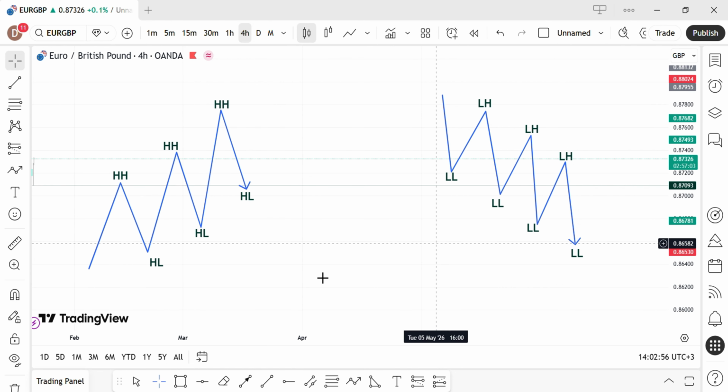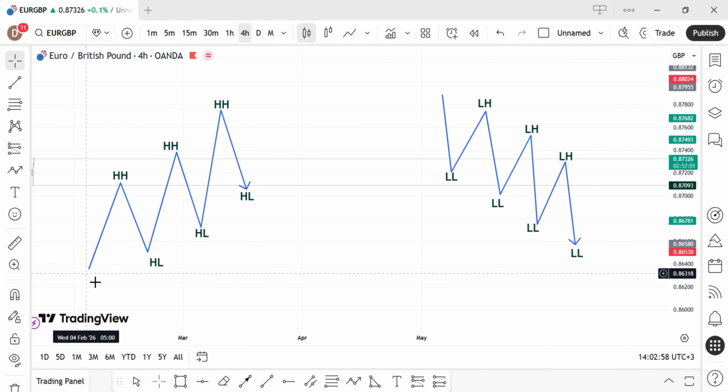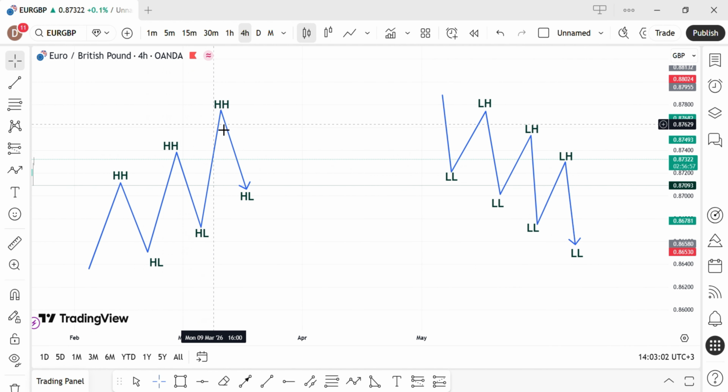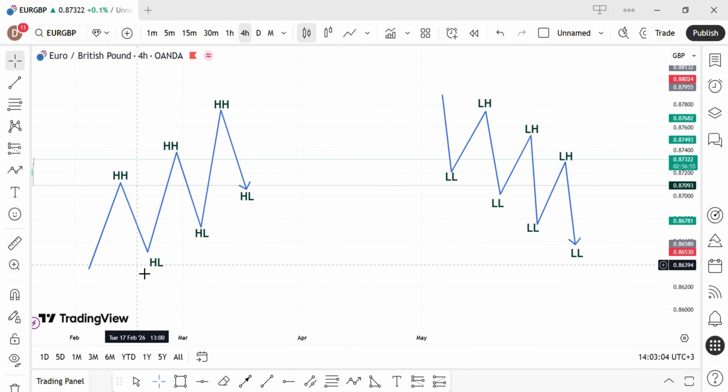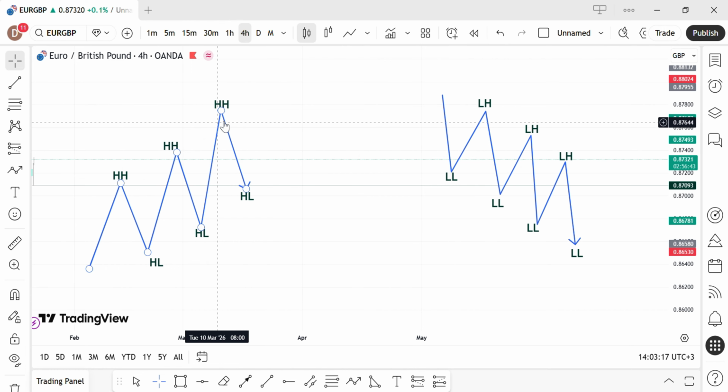So when the market creates higher high, higher low, higher high, higher low, higher high, higher low, that means the market is moving upward. By breaking the previous high to create new highs, that means we are moving upward. I think that's the best way to read the market.